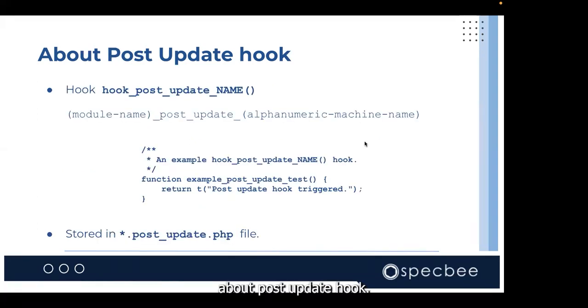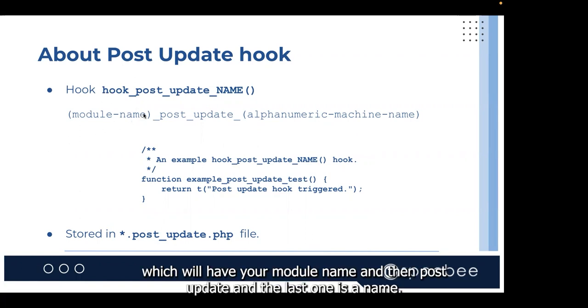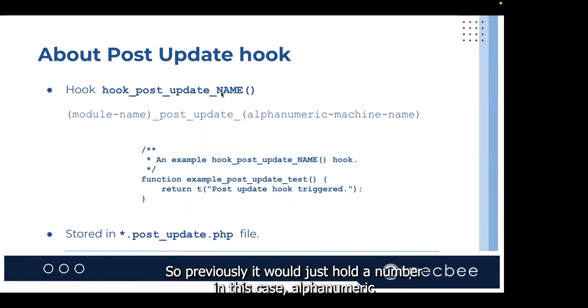About post update hooks. This is another update hook that I have been seeing lately in our latest core, like 9 and 10. It's mostly used now. It is again similar to your update hook. So it's hook, then your module name, then post_update, and then the last part is the name. Previously it would just hold a number. In this case, it's alphanumeric. It's like an arbitrary machine name where it can have numbers and also some letters. Try to give some meaningful name there.